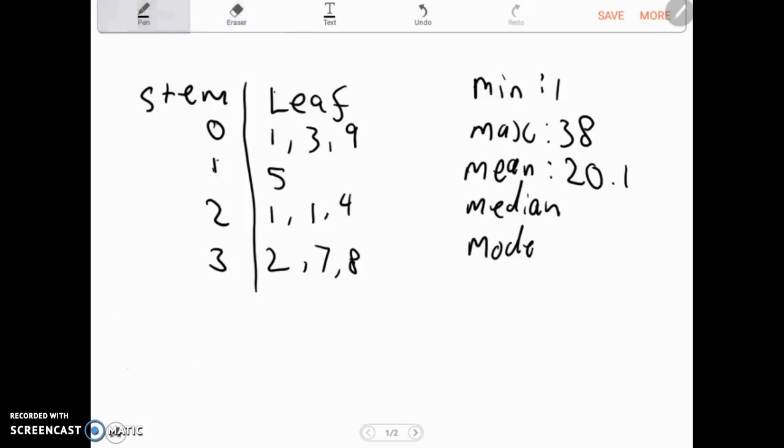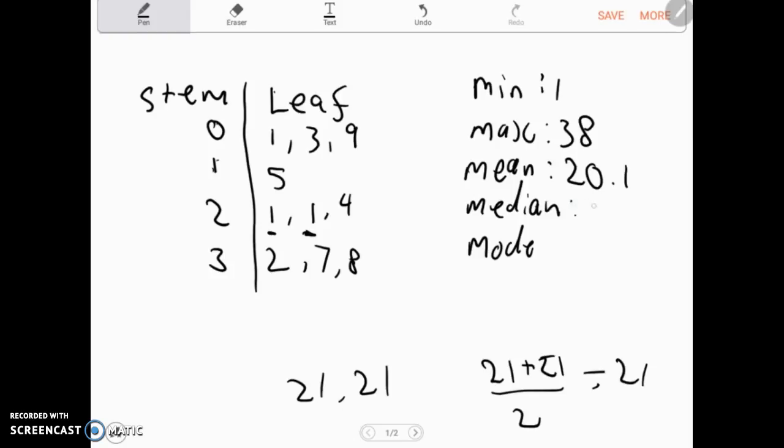So the median is the middle number. Well, we know we've got 10 data points, so 10 divided by 2 equals 5. 1, 2, 3, 4, 5. There's one. 1, 2, 3, 4, 5. There's the other one. So we've got 21 and 21, so we need to find the average between 21 and 21. 21 plus 21 divided by 2 equals 21.